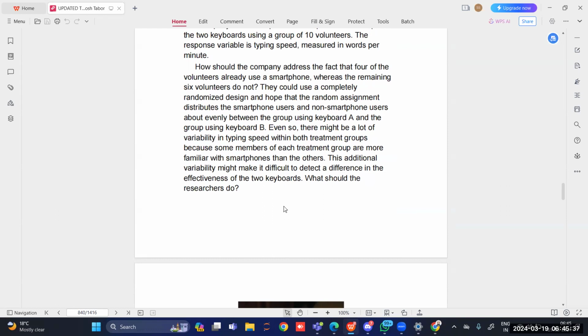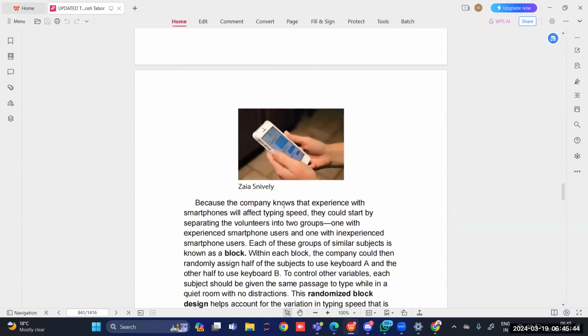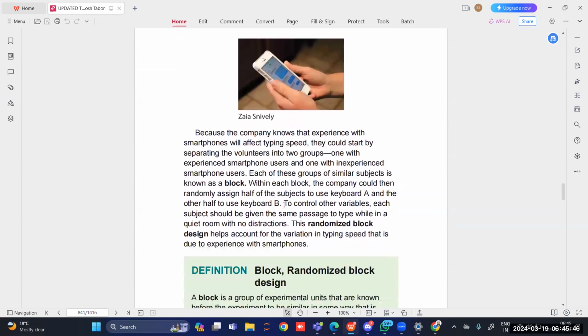This additional variability might make it difficult to detect a difference in effectiveness of the two keyboards. What should the researchers do? So now we come on to our new topic, the randomized block design. First we'll learn what a block is, and then we'll go on to what a randomized block design is.